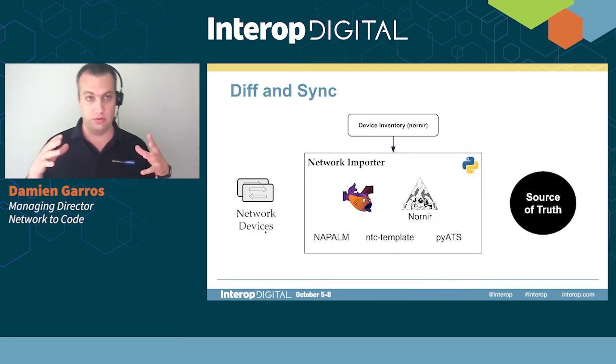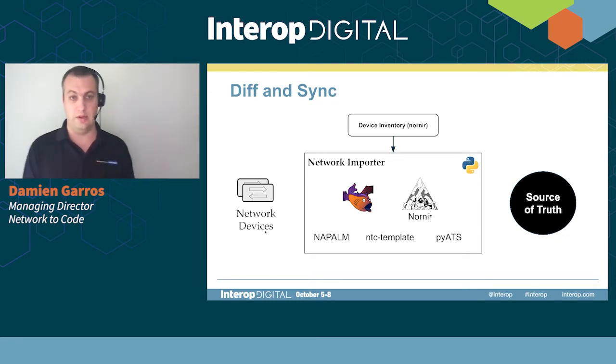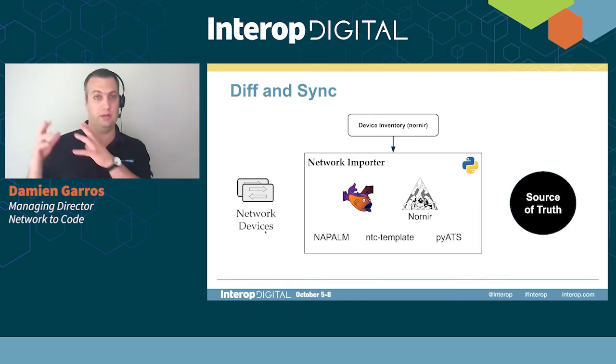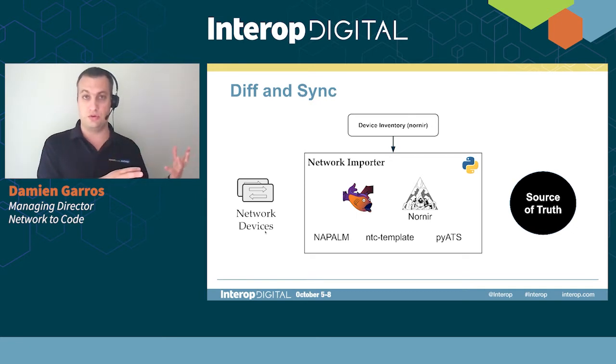Now if you look a little closer, the Network Importer is a tool designed in Python, and at the heart of it, it's mostly using Batfish, Nornir, Napalm, NTC templates, and PyATS for extracting information from the CLI. We'll go into more detail on the role of Nornir and the role of Batfish, but those are some of the main components that we're using. It really stands in between the network devices and the source of truth.